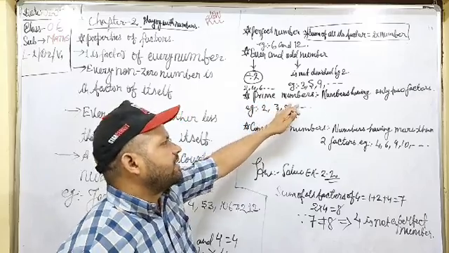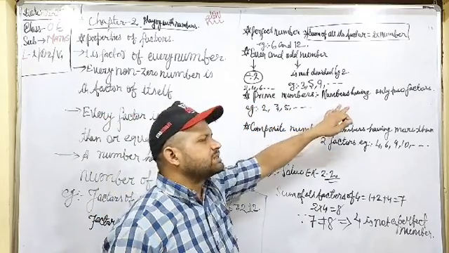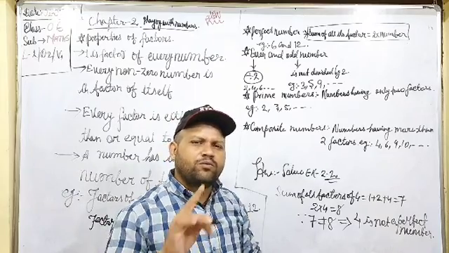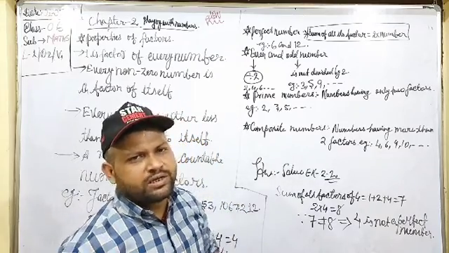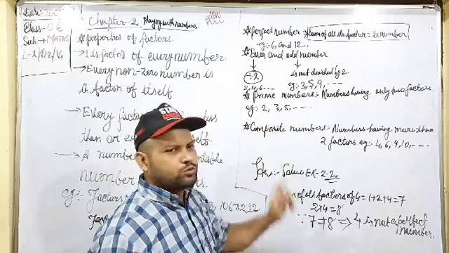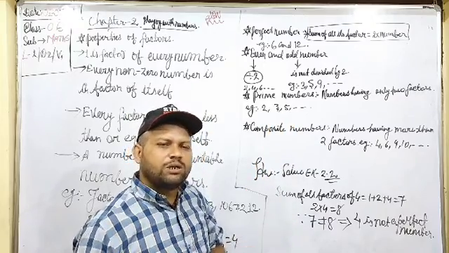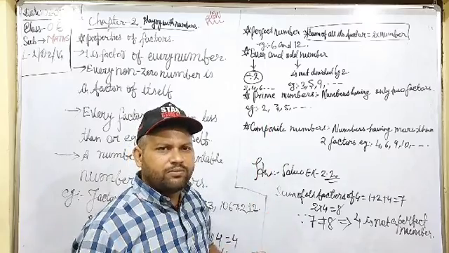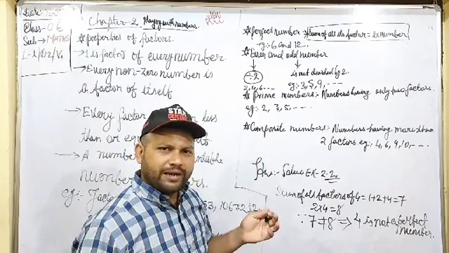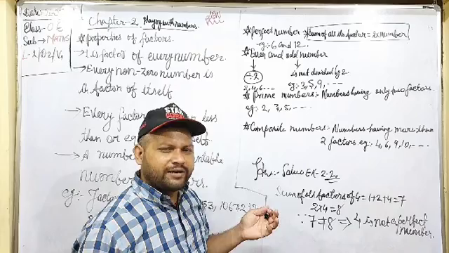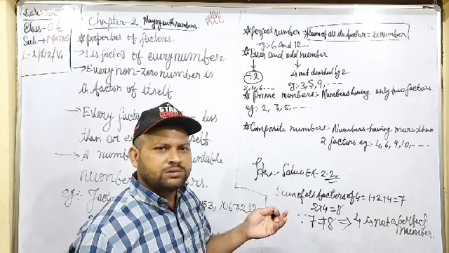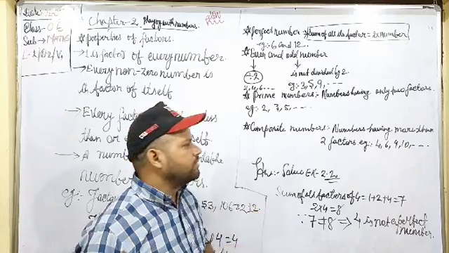Another type is prime numbers. Prime numbers have only 2 factors. A number that is divisible only by 1 and itself is called a prime number. For example, 2. 2 is divisible only by 1 and 2. And 3 is also divisible only by 1 and 3. That's why we can say that 2, 3, 5, such numbers are prime numbers.